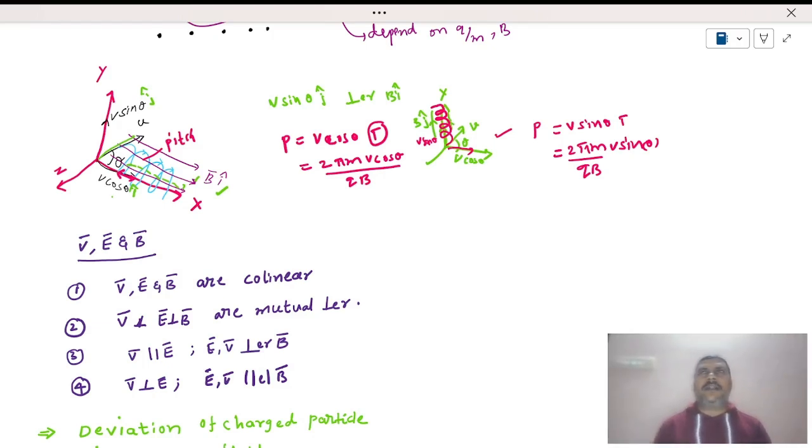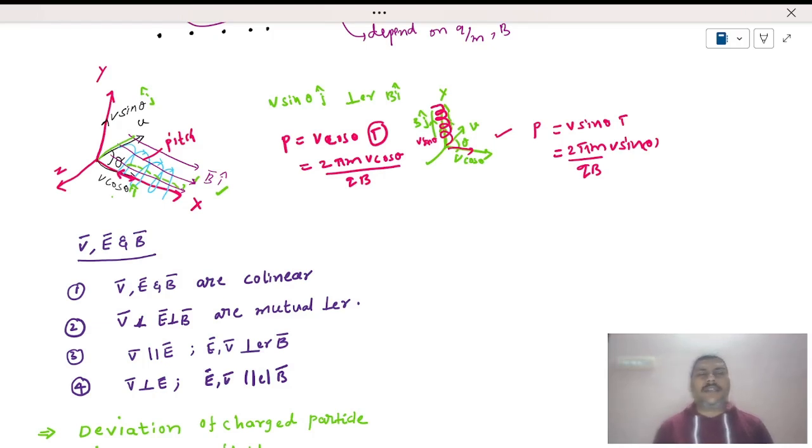At angles other than 90 degrees, except 0 or 180, it will be a helical path. That means a circle in one plane and a sinusoidal curve in another plane. And the axis of the helix is parallel to the magnetic field. These points you have to remember.